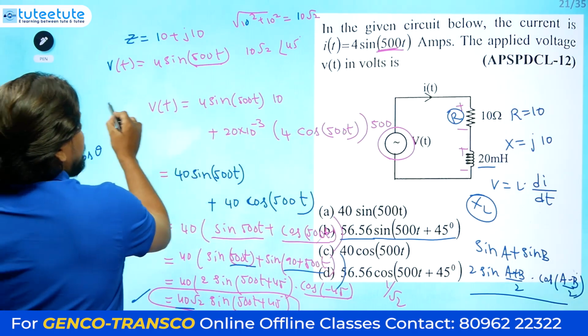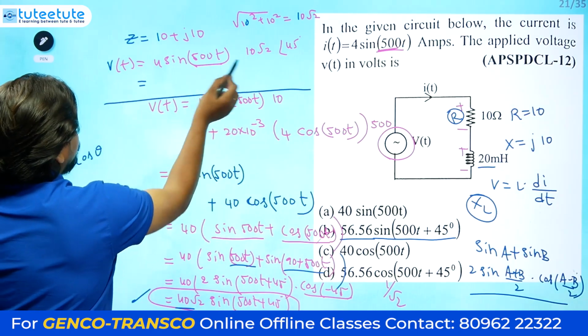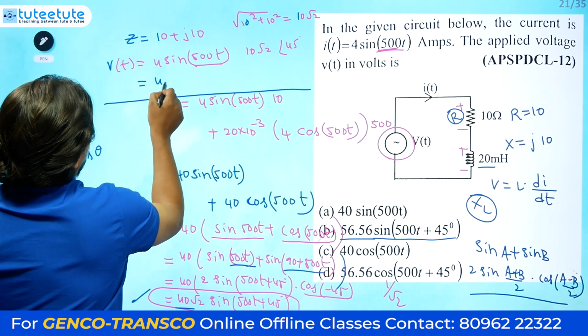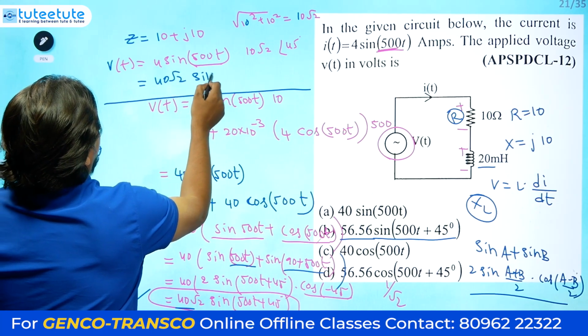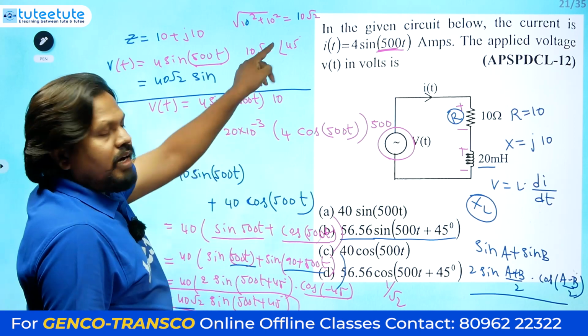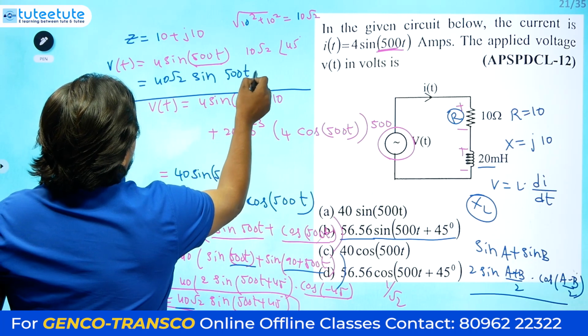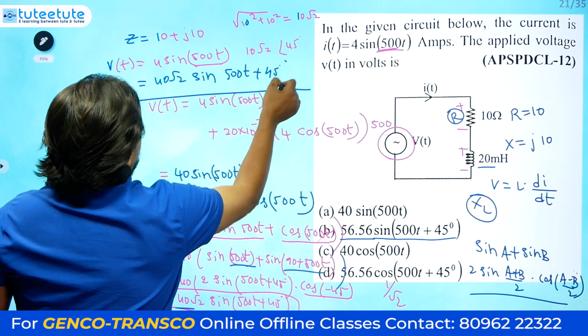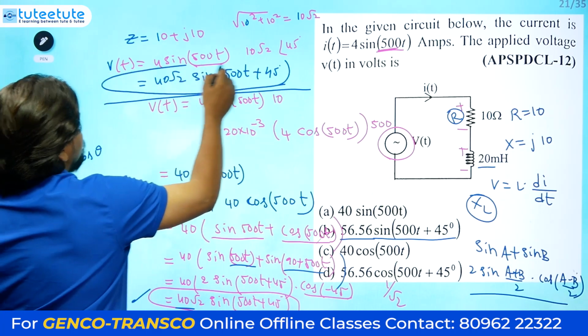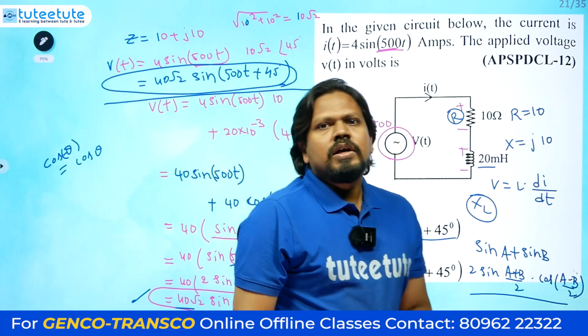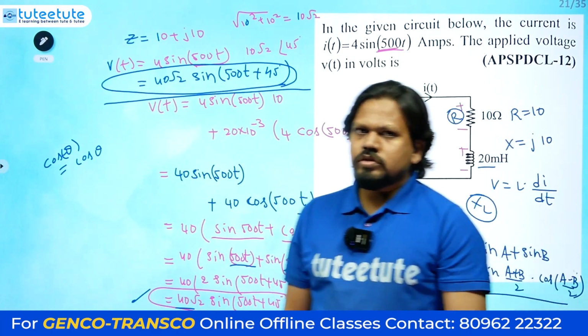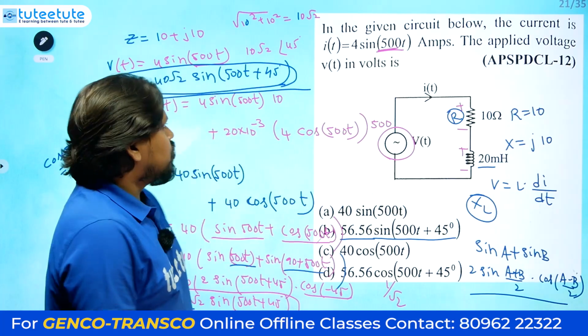If you have clarity about this method, it is more simple. So 40 root 2 into sine 500t at an angle of 45, which means directly 500t plus 45 degrees. Like this we can do. This is even more simple, but you should have some clarity about these calculations.